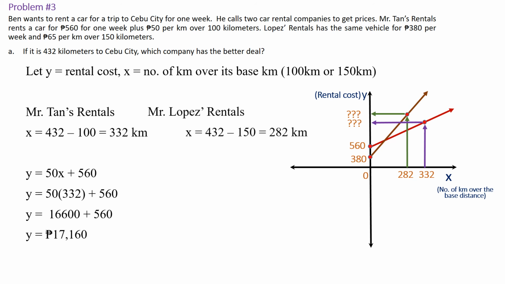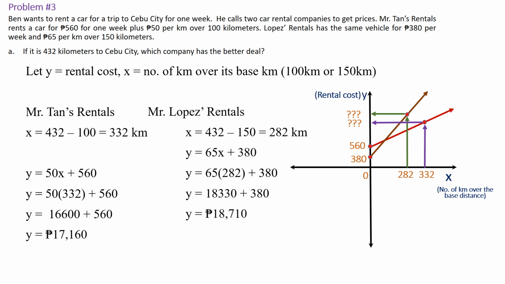Now for Lopez Rentals, the x will be 432 minus 150, which is 282 kilometers. That is the distance over the base distance. And then the mathematical model y equals 65x plus 380. So 65 is the slope, which is the rate, 65 pesos per kilometer over the base distance. And 380 is the fixed cost. So substitute x with 282, and we multiply 65 and 282, it will be 18,330. Then we get the sum, 18,710 pesos. So therefore, Mr. Tan's Rentals has a better deal.